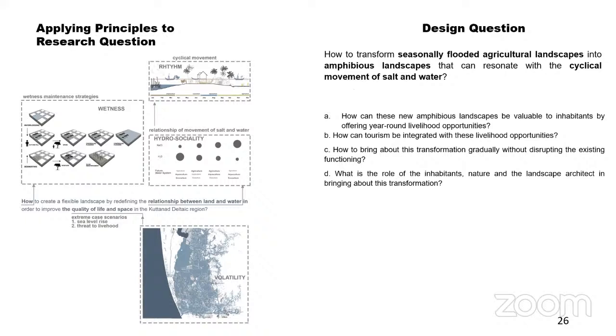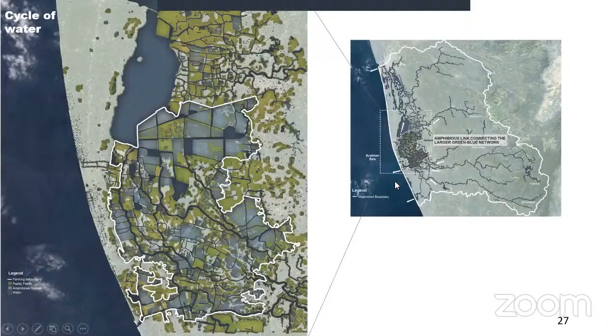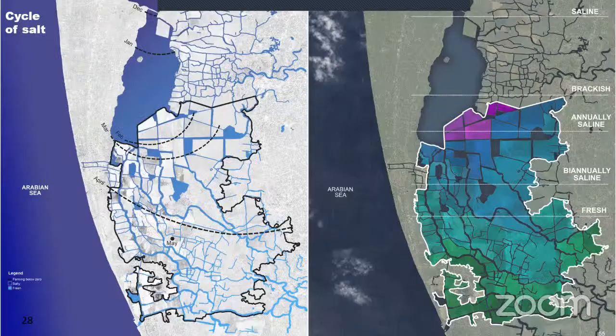And then some further sub questions, which talk about how this new landscape can offer year-round livelihood opportunities, how can tourism be integrated with this, and how to bring this transformation gradually without disrupting the existing functioning, and what is the role of the inhabitants, nature, and landscape architect in bringing about this transformation. So the cycle of water, if you scale it to the watershed or to this region of low-lying areas, this could be seen as an amphibious zone, which is valuable even when it is land and water, and it could function within this duality.